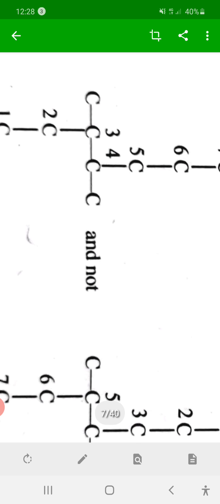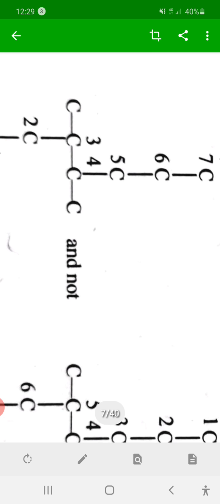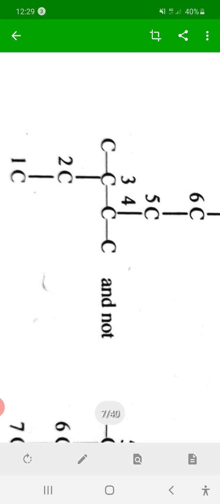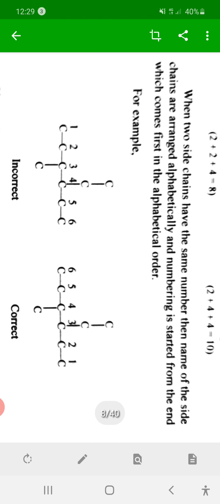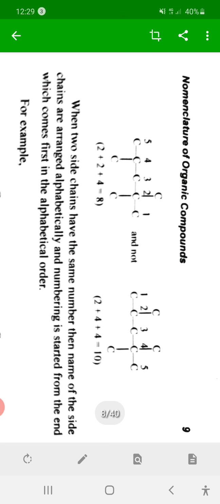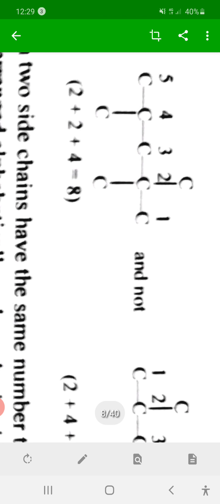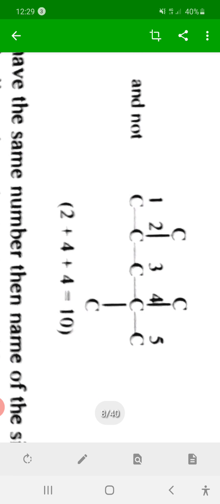Then in the second case also, the longest continuous chain is selected, with substituents on 3 and 4 here. By the other way, substituents on 4 and 5. Therefore 4 plus 5 is 9, and 3 plus 4 is 7. Therefore this one is the correct method, 7 is lowest. In this way, here, numbering, in this case the substituents are 2 and 4.